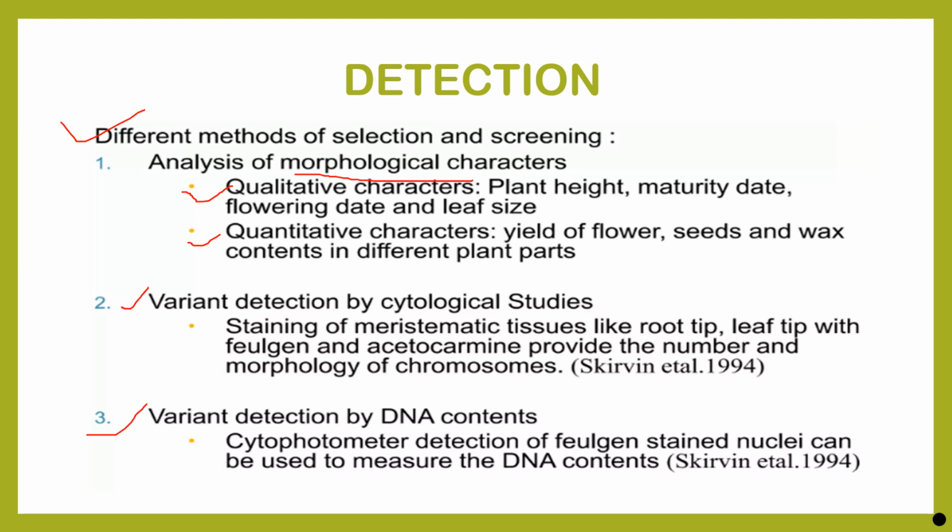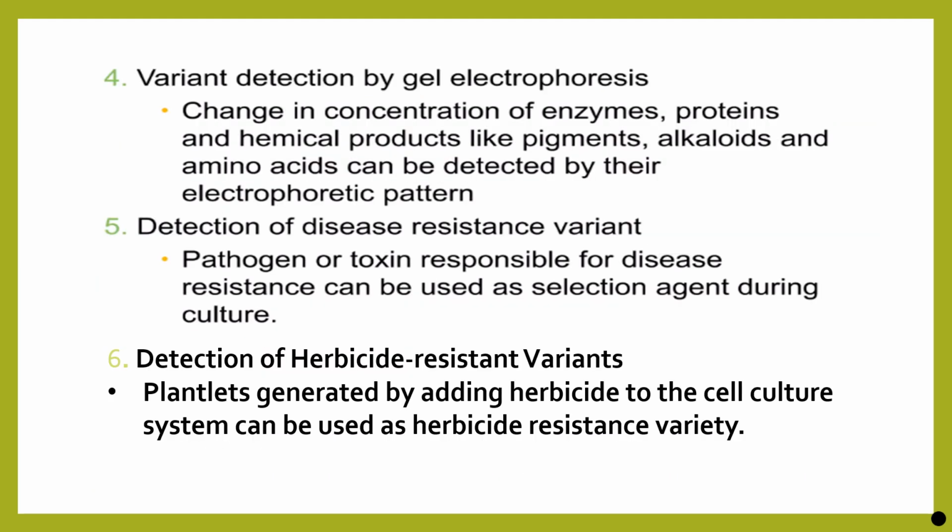A cytophotometer, with Feulgen-stained nuclei, can be used to measure the DNA content. How much DNA? If there is aneuploidy, then there is some difference in the number. Triploidy, right? So there is a difference in the DNA content of the cell. Now variation detection by gel electrophoresis. Changes in concentration of enzymes, proteins and chemicals, like pigments, alkaloids and amino acids, can be detected by their electrophoretic pattern, by the bands, their size, their weight, right?